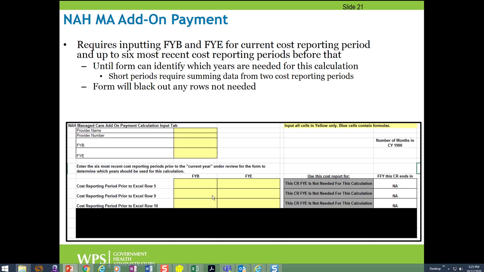And I suppose if you had really, really short cost reporting periods and were approved for it, one of those years might need 3 even, but that's very, very rare. And we built this so that it can handle these situations. That's why it asks for potentially up to 6 most recent cost reporting periods. But as you can see in this illustration, it might only need 3. And then it'll black out the remaining rows so you don't waste your time entering a couple of things. So before we go on to the next section, I'm going to open up this form and show you an example of this.